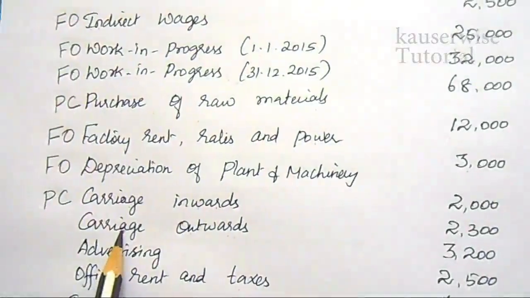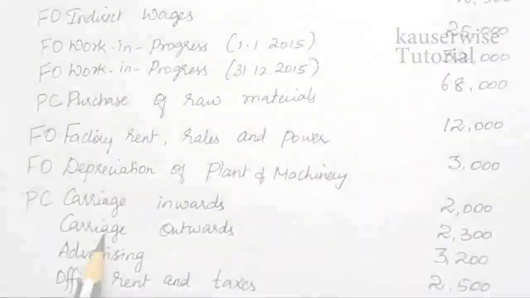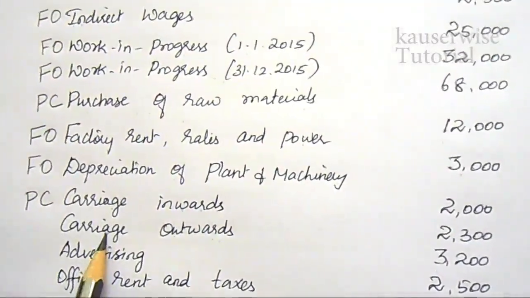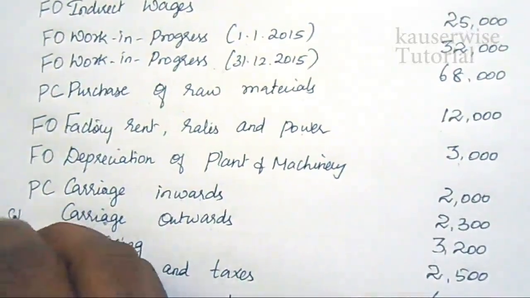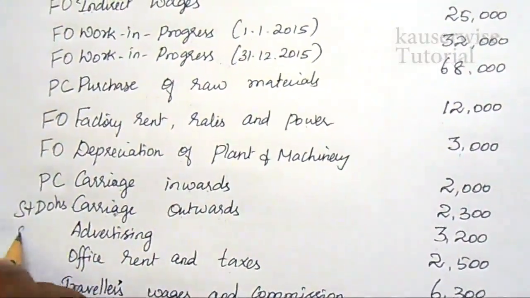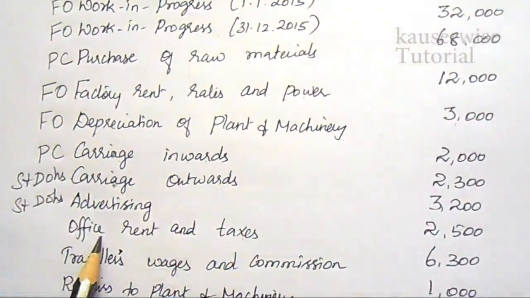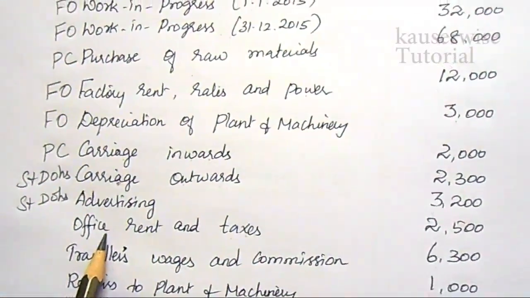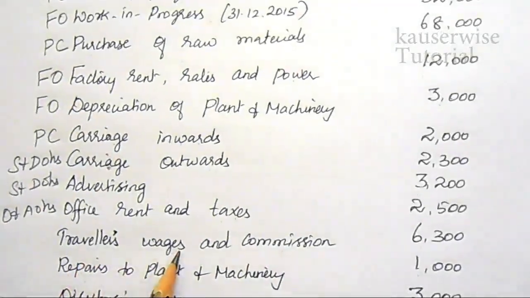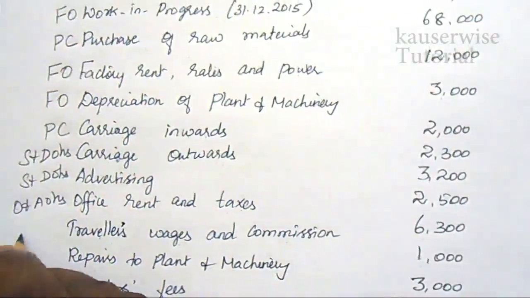Next one is carriage outwards. Carriage outwards is also an expense incurred at the time of selling and distribution of finished goods. So this will come under selling and distribution overheads. Next one, advertising, also selling and distribution overheads. Office rent and taxes, this will come under office and administrative overheads. Next one is travelers wages and commission. This will come under selling and distribution overheads.